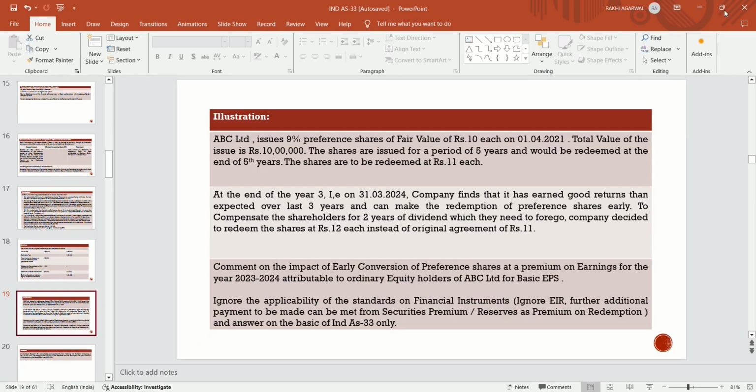ABC Limited issued 9% preference shares of fair value of rupees 10 each on 1st April 2021.